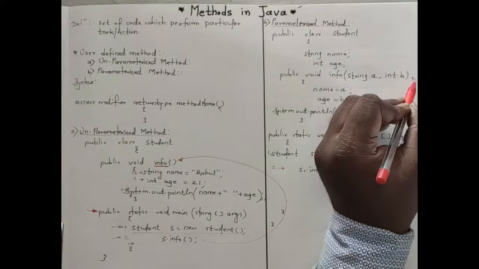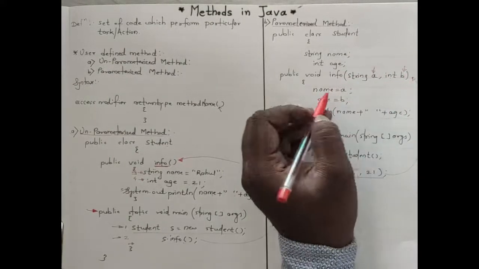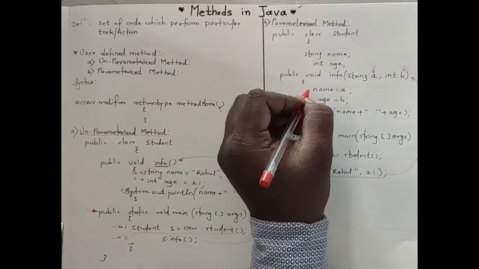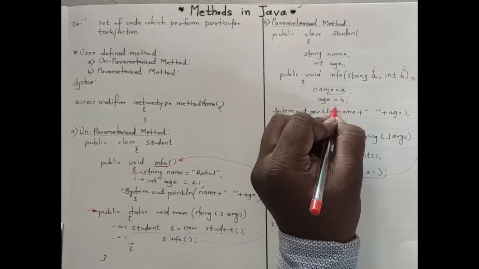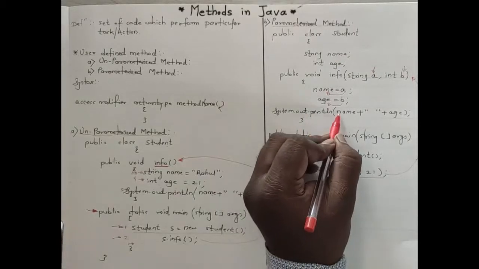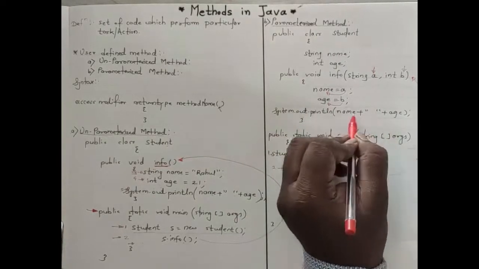Then Java puts that value as a here and as b here, and then Java comes inside the braces, that is the method body. Firstly, Java assigns value a to the name, and secondly assigns value b to the age, and then we provide an instruction to print as output, that is name and age. Hence we got an output.